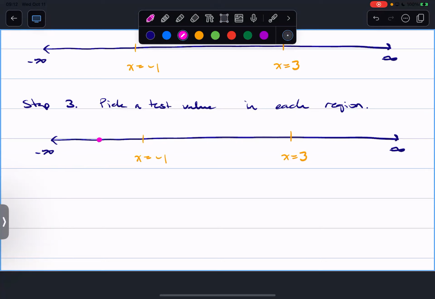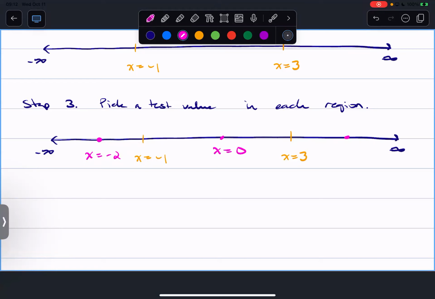So picking a test value in this region, I'm going to let x be -2. I like to pick convenient values of x, right? I don't want to think too much. So -2, and if it allows it, I'll pick 0. 0 is between -1 and 3, so that's a go. And then x equals 3 or greater, just any value greater than 3. You could put 1,000 in there.